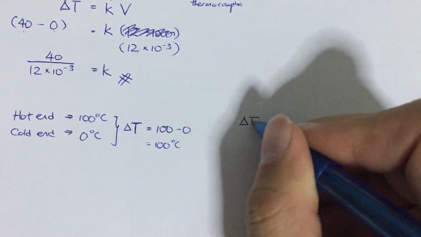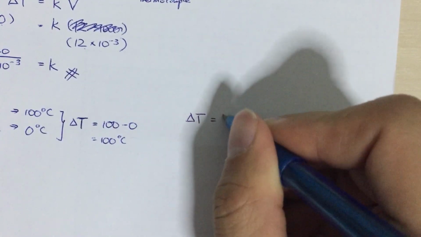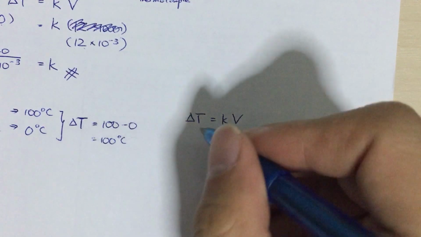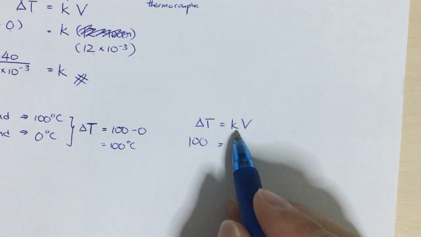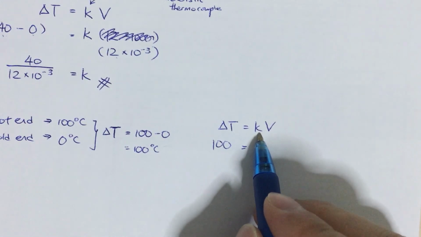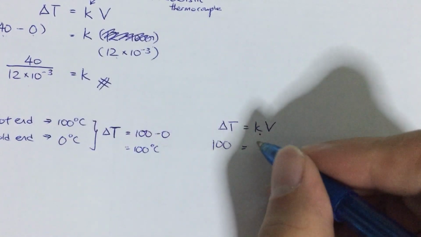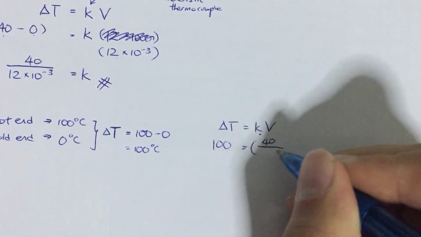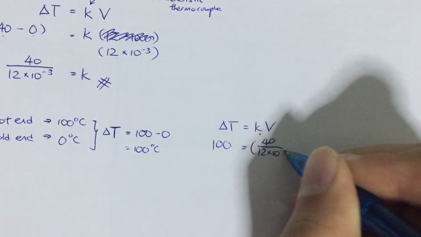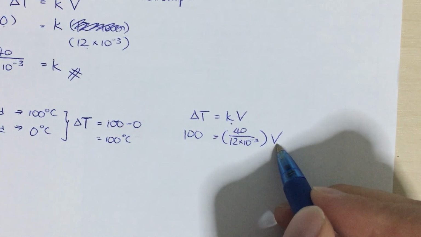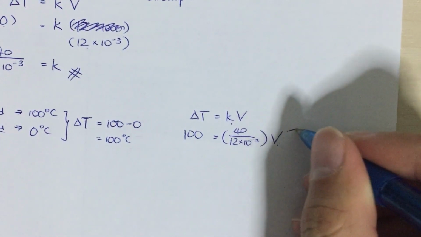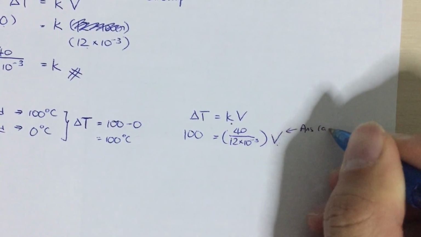Then you go back to your thermocouple formula. You now know that your delta T is 100 and your k, since you are using the same thermocouple, you can use back this value here, 40 over 12 times 10 to the power minus 3. And then you can work out what your V is. This will be the answer for your part A.